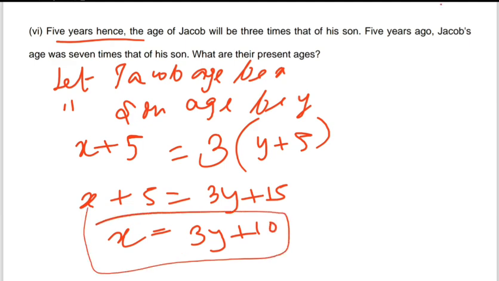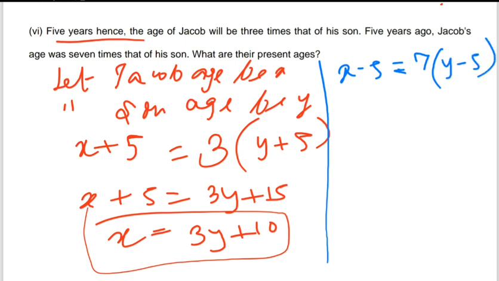Now let's do the next one. 5 years ago means x minus 5. So ago means you should minus. Jacob's age is 7 times that of his son. 7 times y minus 5. 5 years ago means both Jacob and his son, from that 5 will be minused. So x minus 5 is equal to 7y minus 35.